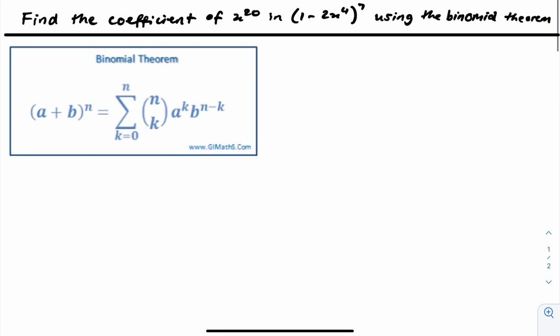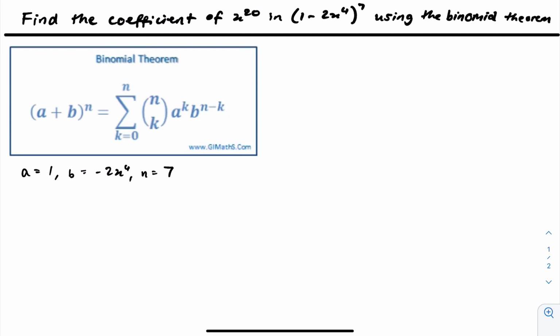For the expansion, our a is the first part, which is 1. b is equal to negative 2x to the power of 4. And n is equal to the power, which is 7. So we would just input this, and for k equals 0 to k equals n, we would find all the terms. However, there is a much more efficient way of doing it, which is instead of expanding the entire binomial, just find the term that contains x to the power of 20 and find the coefficient of that.